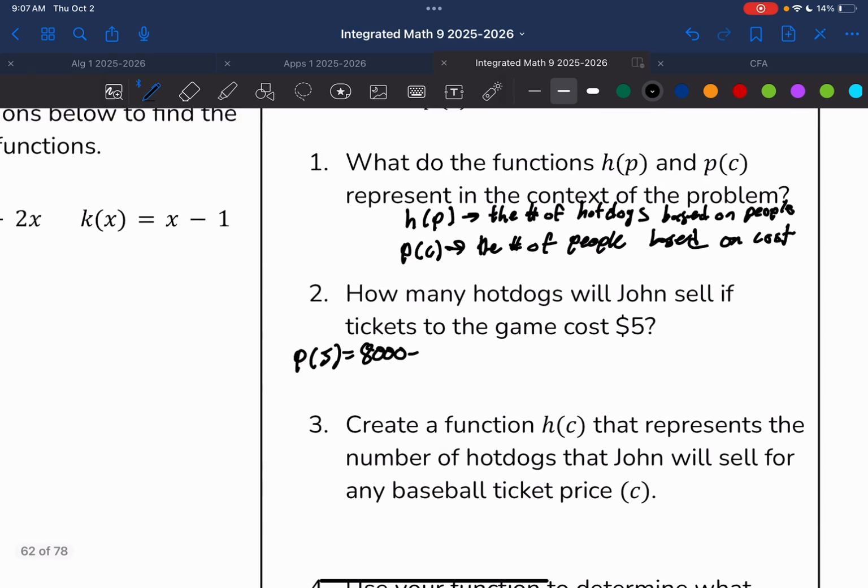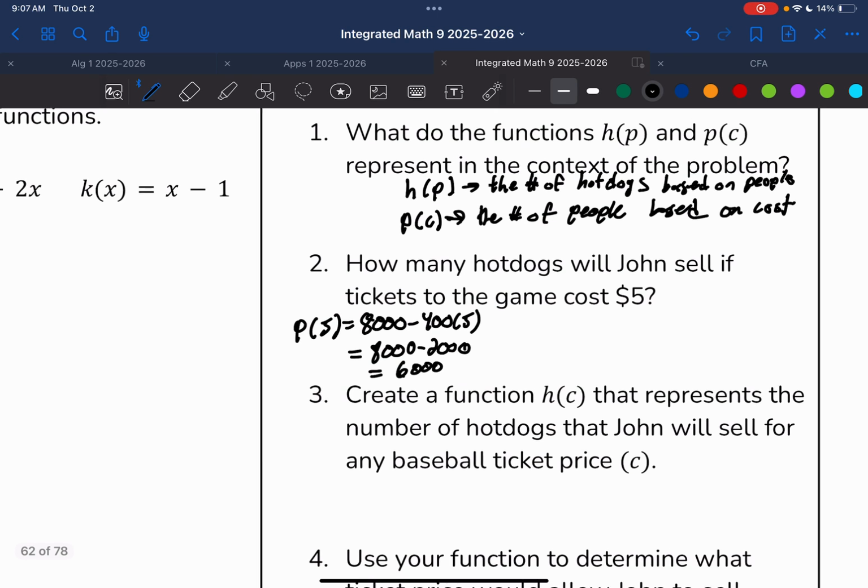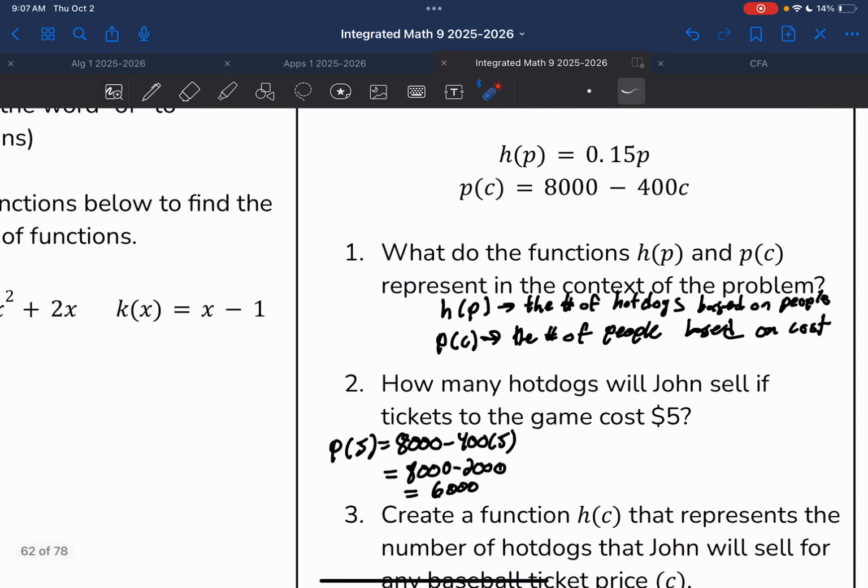8,000 minus 400 times 5. That's going to be 8,000 minus 2,000, which is going to be 6,000. So we know if tickets are $5, then 6,000 people will show up to the game. So how many hot dogs will he sell? Well, now we can take that, right? So now we know 6,000 people are going to come to the game.